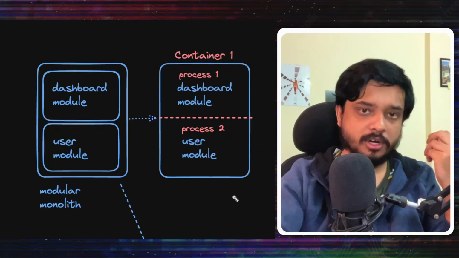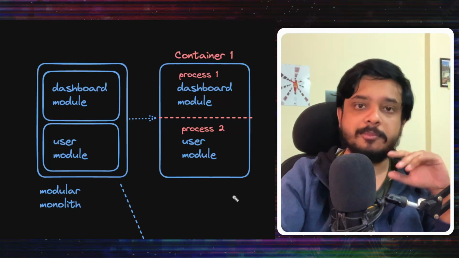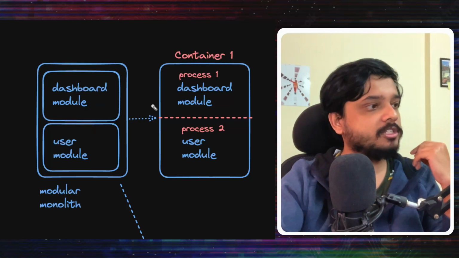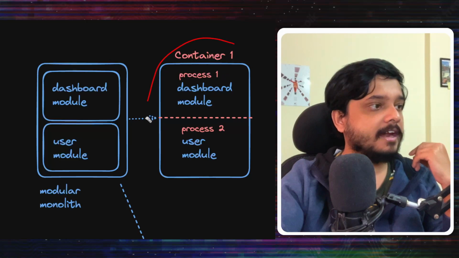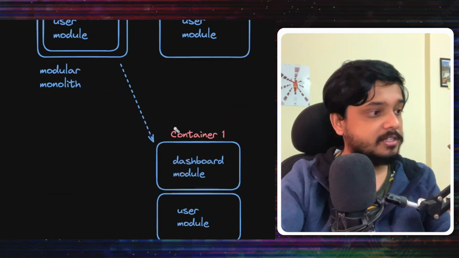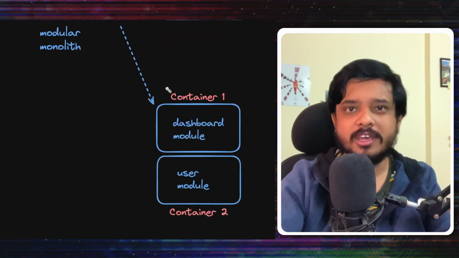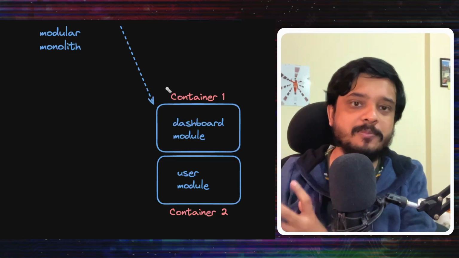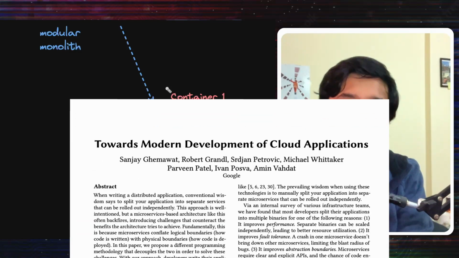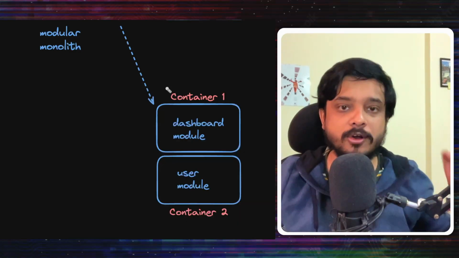Why can't we write modular code, each module handling a different part? But that is not how the code is deployed, which means both the dashboard service and the user service can run in the same container, or maybe even in the same process, or maybe in different containers entirely. We really don't care. Now, this is the problem which a paper called Towards Modern Development of Cloud Applications is trying to solve using a modular monolith architecture.